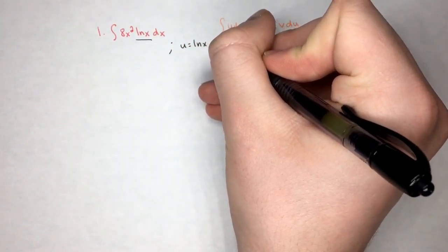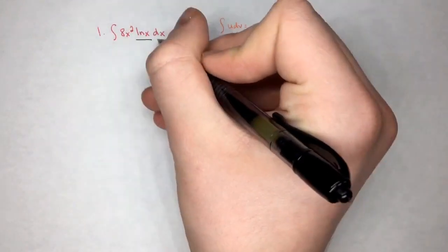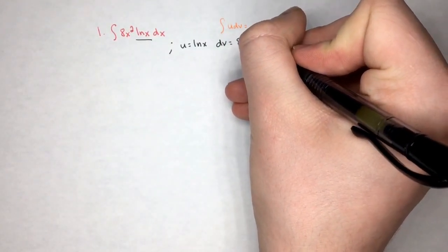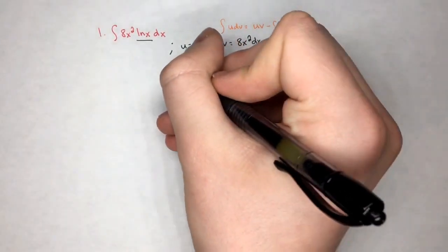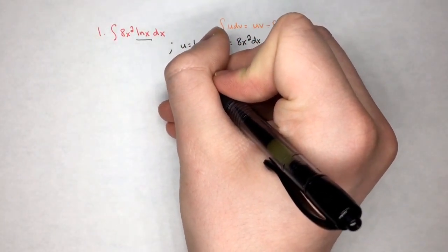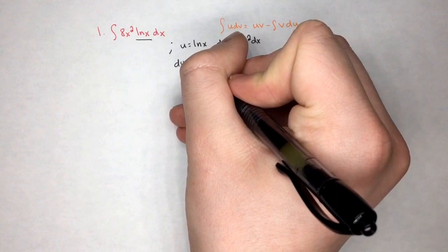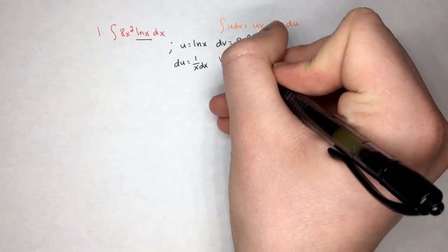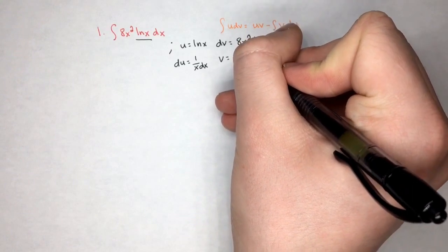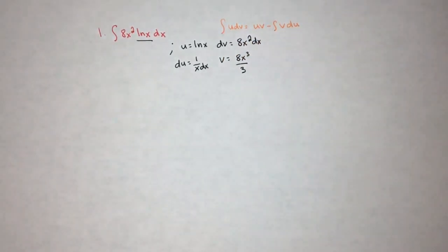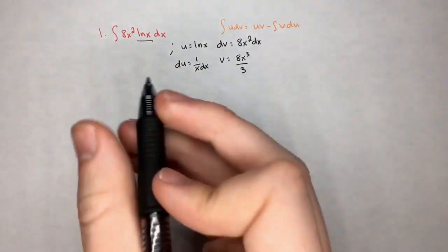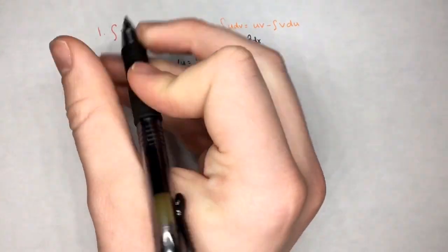So I'll make u ln of x, and then dv the 8x squared. Now I'll go ahead and take du, which is 1 over x, and then I'll take the integral, which is v, which is 8x cubed over 3. Again, that 8x cubed over 3 comes from that 8x squared.